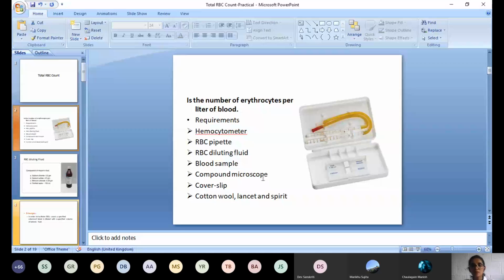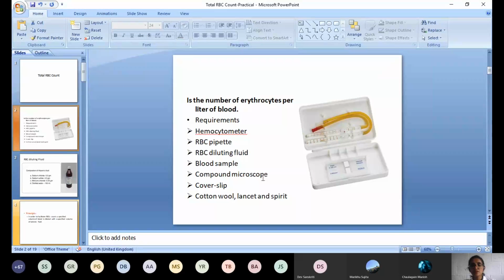So, and then we require a compound microscope for the visualization of the Neubauer's chamber under the microscope, and a cover slip, which is usually placed on top of the counting chamber of the Neubauer's chamber. Okay, so these are the various instruments, the various apparatus that are required.